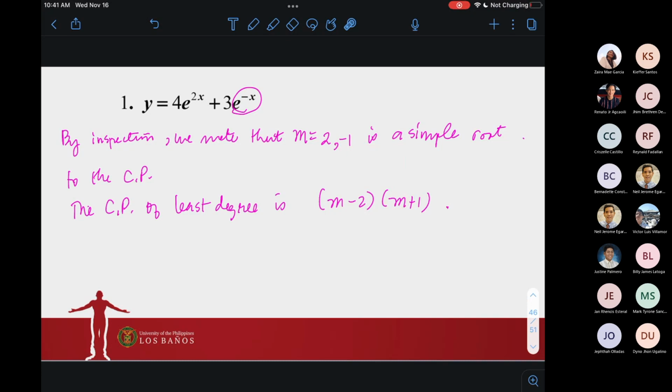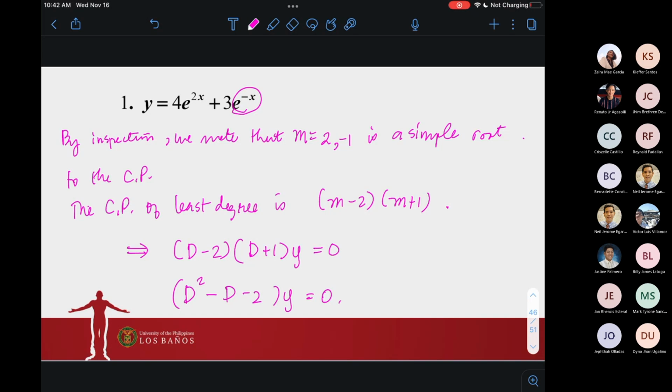Right? And then dahil ang hinahanap natin ay homogeneous GLDE, so kailangang i-translate nyo ngayon yung characteristic polynomial papunta dun sa differential operator. So that means our differential operator is what? Is D minus 2 applied to D plus 1 that was applied to y equal to 0. Yan yung hinahanap natin na differential equation. Or if you want to put it in expanded form, you can write it as D squared minus D minus 2 applied to y equal to 0.